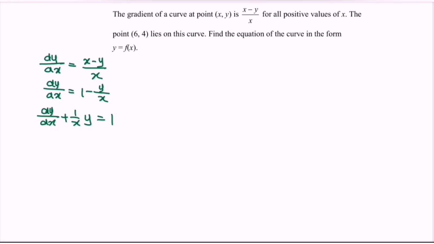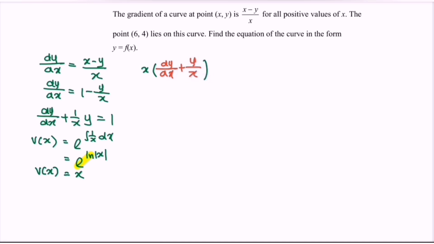So we have P(x), which is 1 over x. Next is to find the integrating factor: exponent of the integral of 1 over x dx, which is exponent ln x. If we simplify this part, we will have v(x), which is equal to x. Next, second step is to multiply both sides by the integrating factor. So we multiply x by the first equation, dy/dx plus y over x, equals x. If we simplify, we will have d/dx of (xy) equals x.